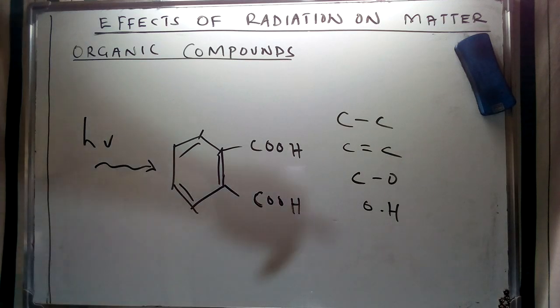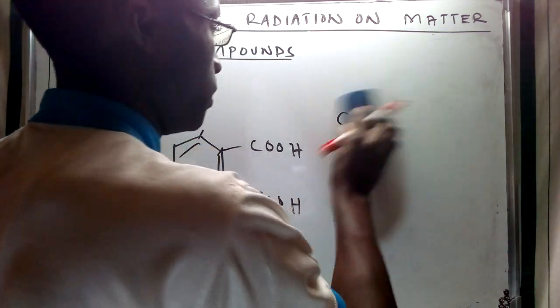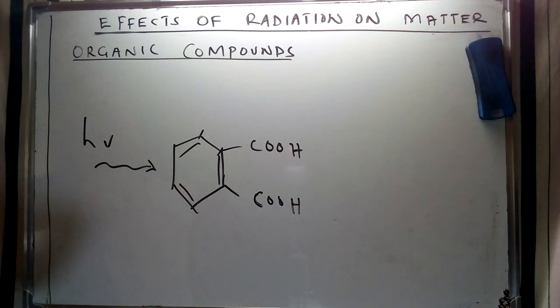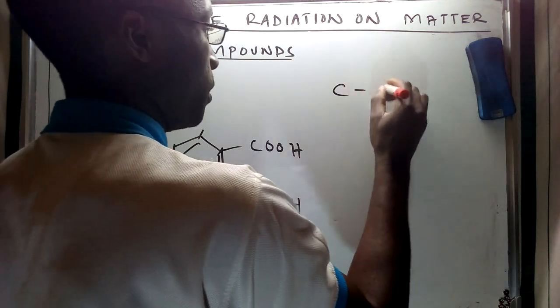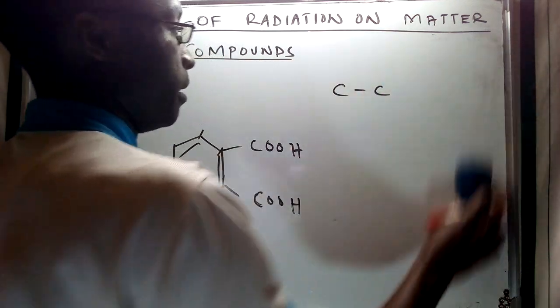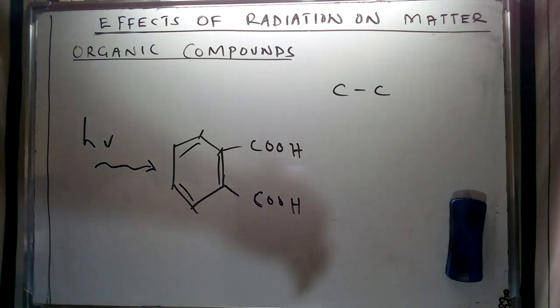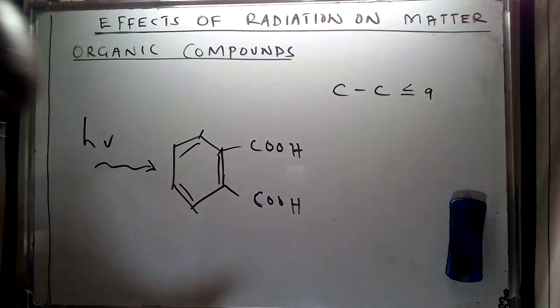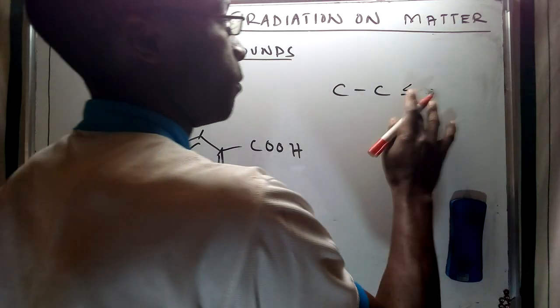So for organic compounds, we are going to see that there is an analysis which has come up with the various bond energies which are going to be rupturing or breaking down in case of interaction with this specific radiation. For instance, we are going to see that the carbon-carbon bond is going to have a bond energy which is greater than or equivalent to 3.9 electron volts.